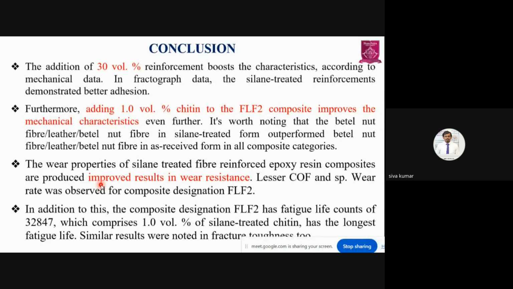So this is my conclusion. Addition of 30% reinforcement boosts the mechanical performance, and adding 1% volume CBP to the FLF2 composite improves the mechanical properties adequately. It was noted that Ceylon treated betel nut fiber and leather outperformed the as received betel nut fiber and FLF2 in all composite categories. The wear properties of Ceylon treated fiber reinforced epoxy resin composites produced improved wear performance, a lesser coefficient of friction and a lower specific wear rate.